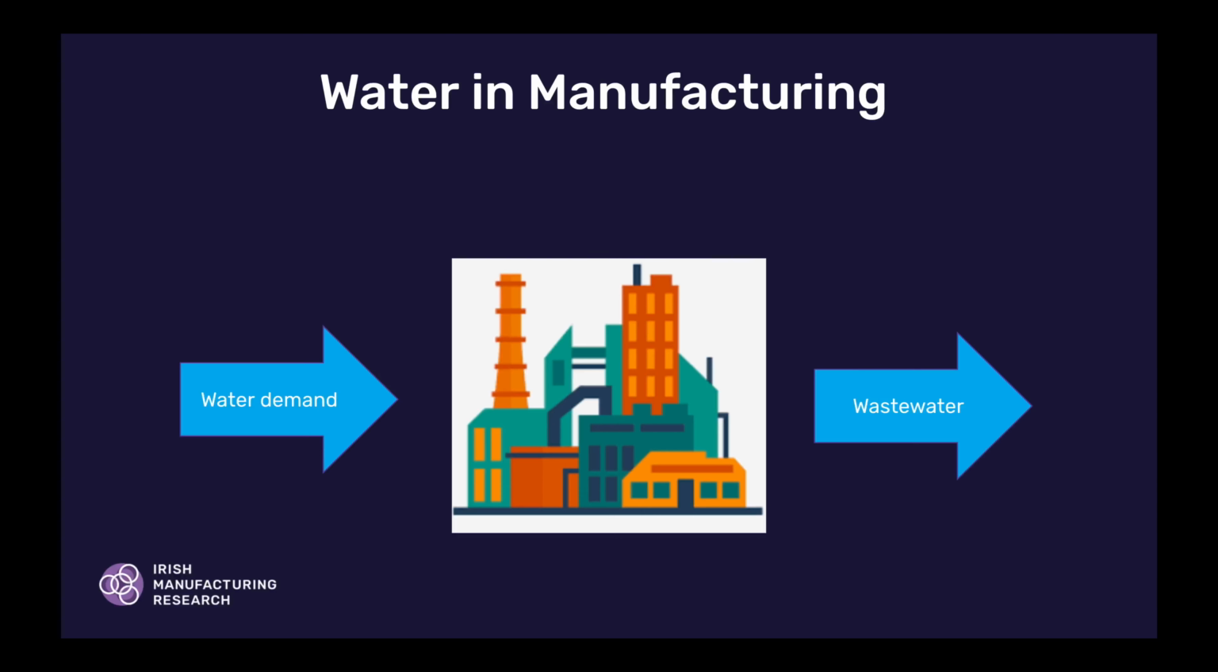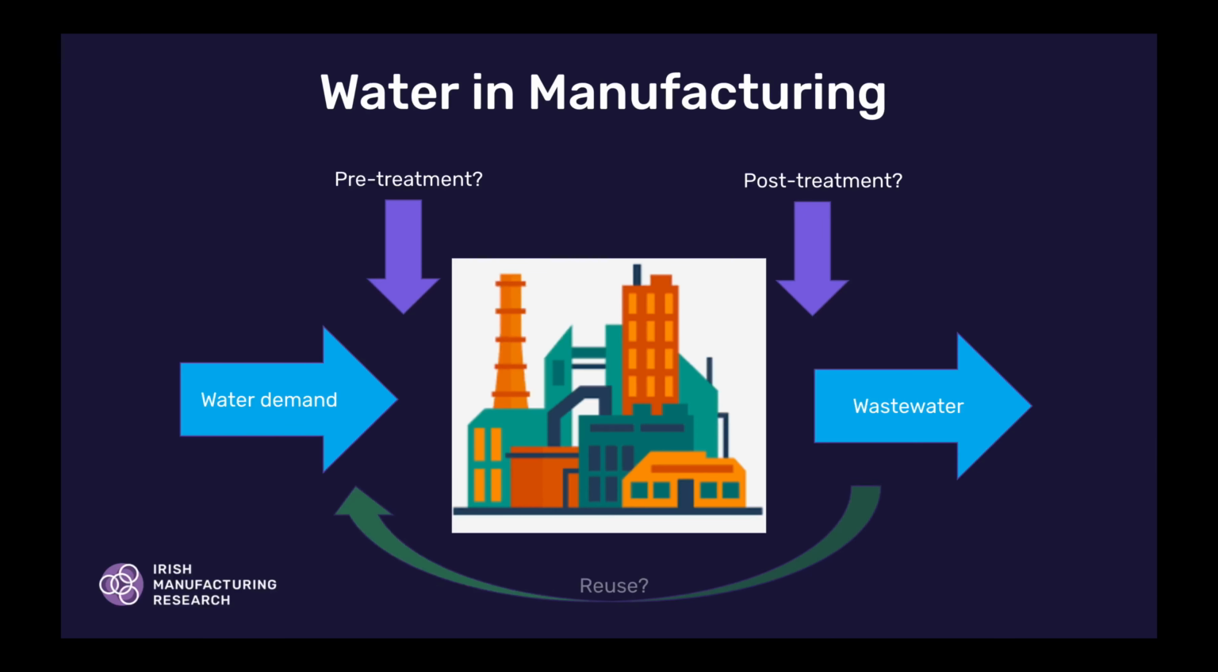We can generally describe the system as a water demand at the entrance and wastewater discharge as output. In general, we need a pre-treatment or a post-treatment in those systems. Also, sometimes we have reuse possibilities. So this is the general diagram for water in manufacturing.